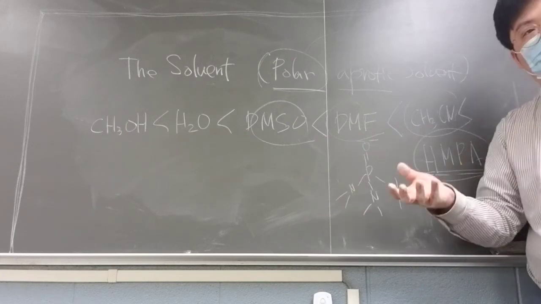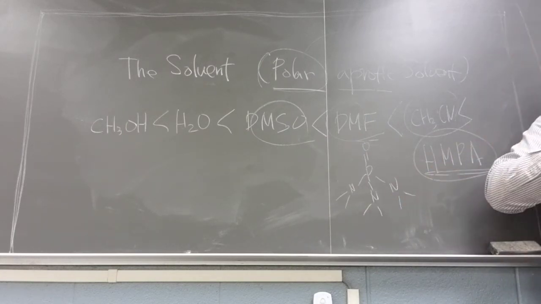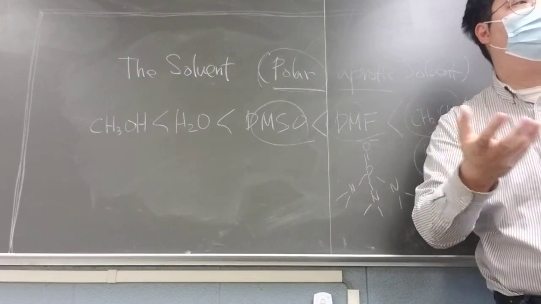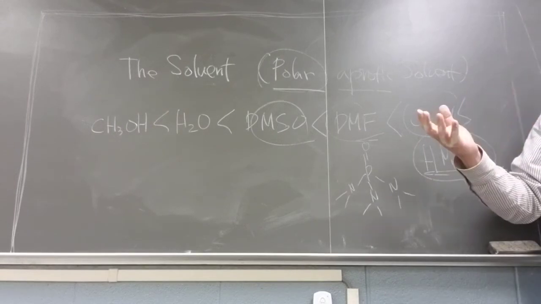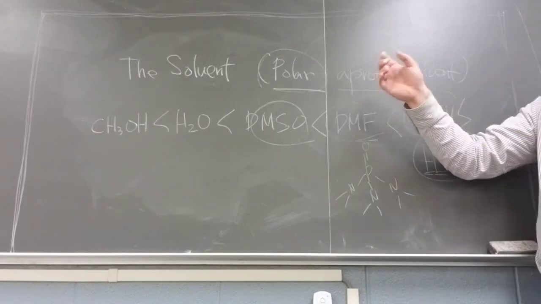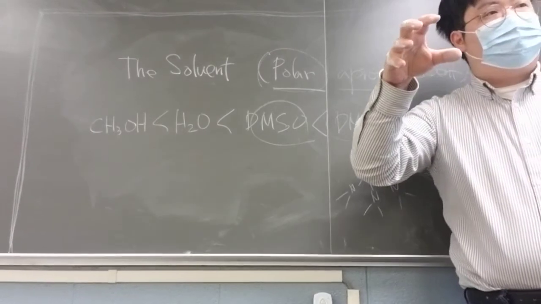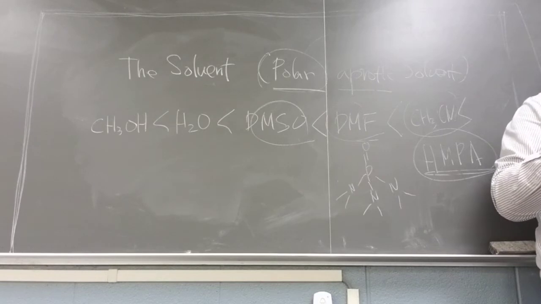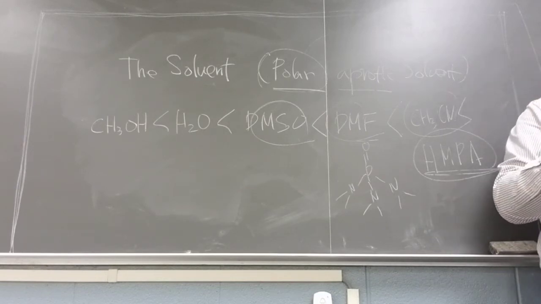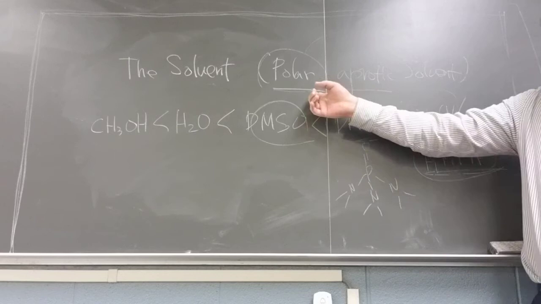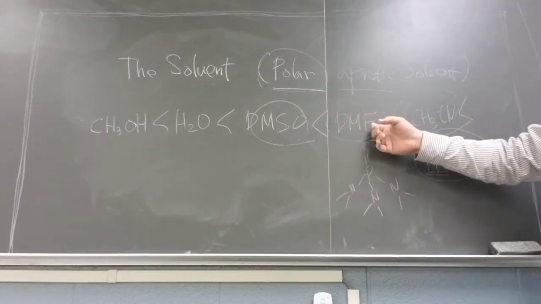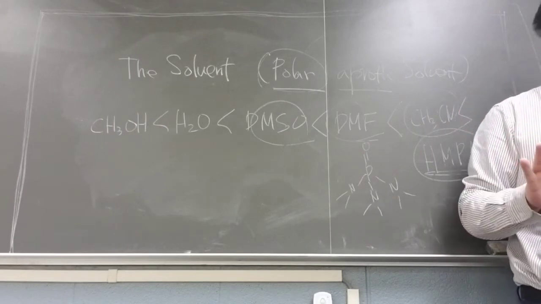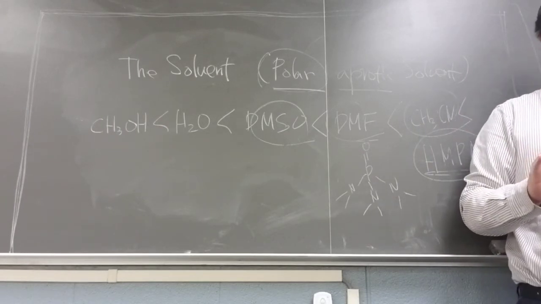SN1 and E1, we're going to do maybe today or Friday. Always use the polar protic solvent, which is water or ethanol or a mixture. So if you look at any reaction with a water or ethanol-based solvent, I'll show you in the exam too, then that is most likely SN1, E1. If it's a polar aprotic solvent like DMSO, DMF, or HMPA, and more, it's got to be SN2 or E2. Okay? It's very easy, right?